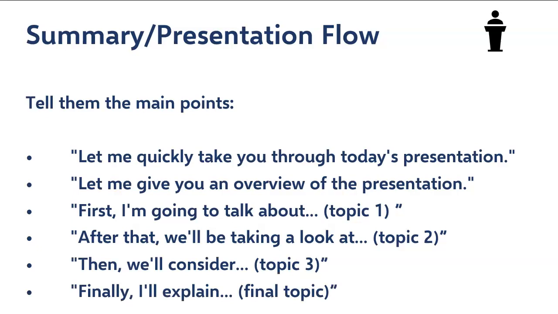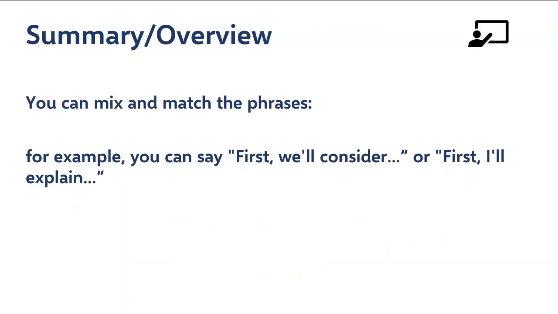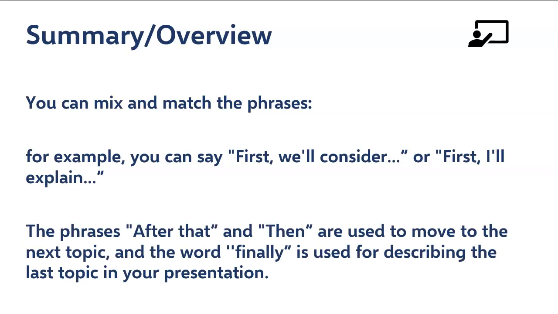So you see, when you speak like this, you come across as extremely articulate and the audience will get the impression that you are someone with a clear thought process, right? Now, you can use a mix and match of some of these phrases. For example, you can say, first we'll consider, or first I'll explain. The phrases after that and then are used to move to the next topic, and the word finally is used for describing the last topic in your presentation. Friends, we need to remember that the attention spans of people today are very short. So hence it is extremely important that you use words like first, after, then, and finally, so that your audience comes to know that yes, you're moving on to the next topic.